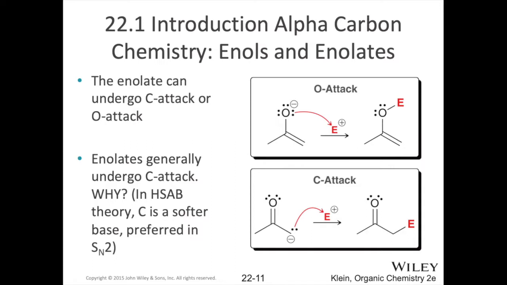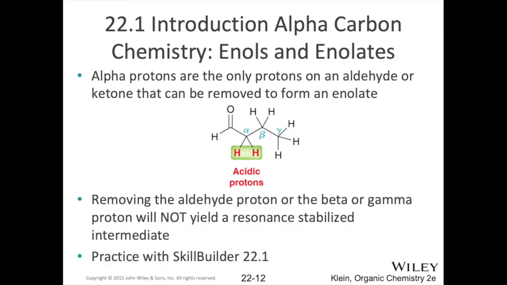If you want an explanation for this, you have to go to hard-soft acid-base theory, and in that definition, carbon is a quote-unquote softer base, typically what you would prefer in an SN2 mechanism. All right, so because of this, your alpha protons are very, very easy to deprotonate. They're pretty acidic when they form that enolate. You can remove them relatively easily.